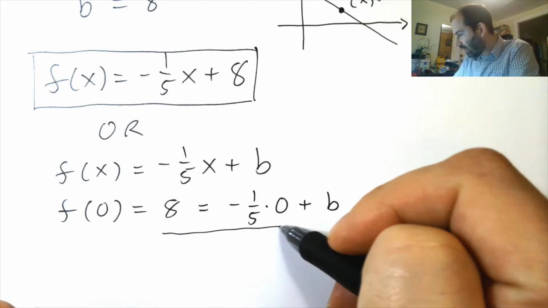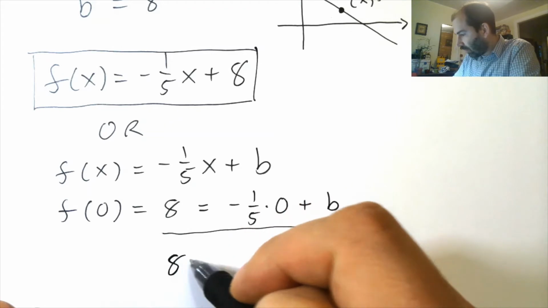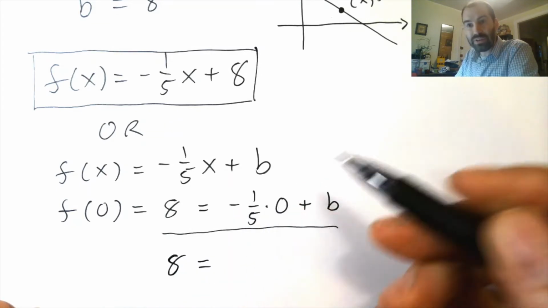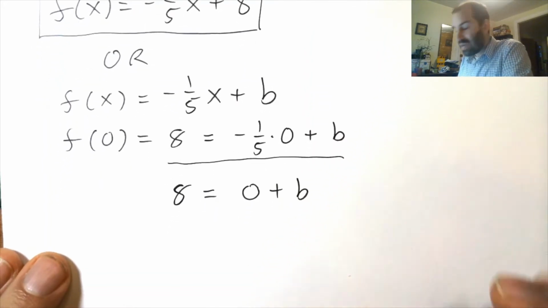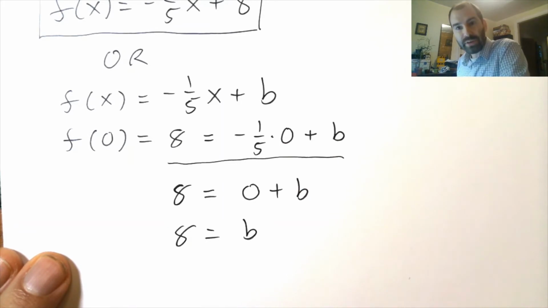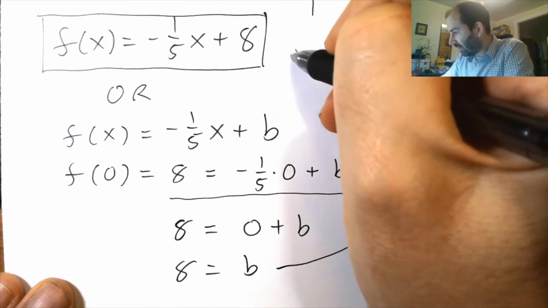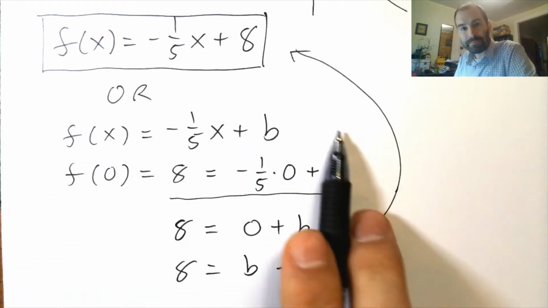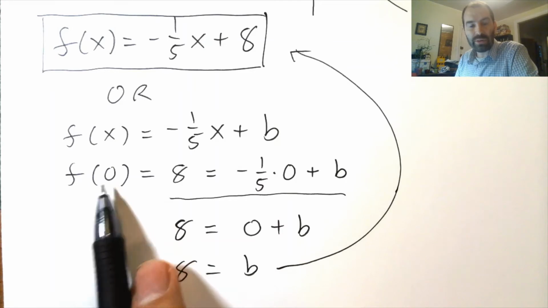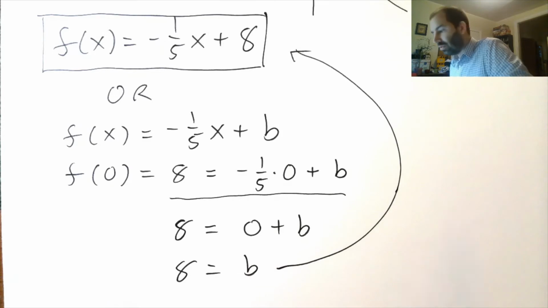So let's take this equation here and let's simplify it. All right? So 8 equals, well, negative 1/5 times 0 is just 0. And 0 plus b is just b. So I've determined that b equals 8, which again brings me back to here. So I got b a different way. Right? And the great thing about this method here is that it'll work even if you're not dealing with a 0. Okay? So let's go ahead and use that method to do another problem.